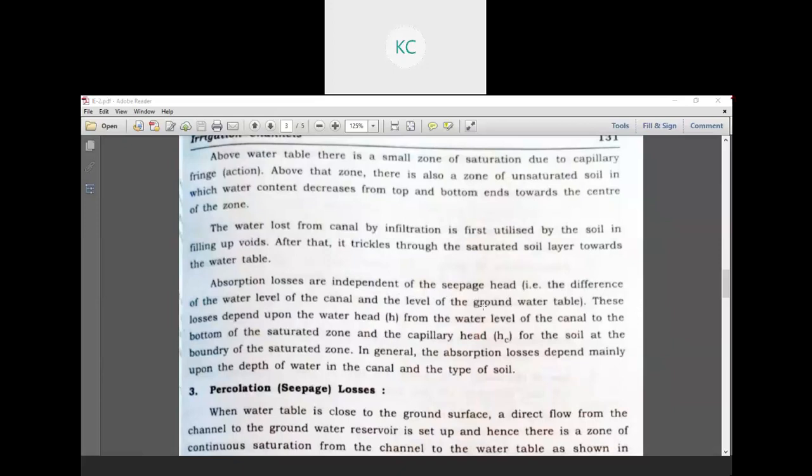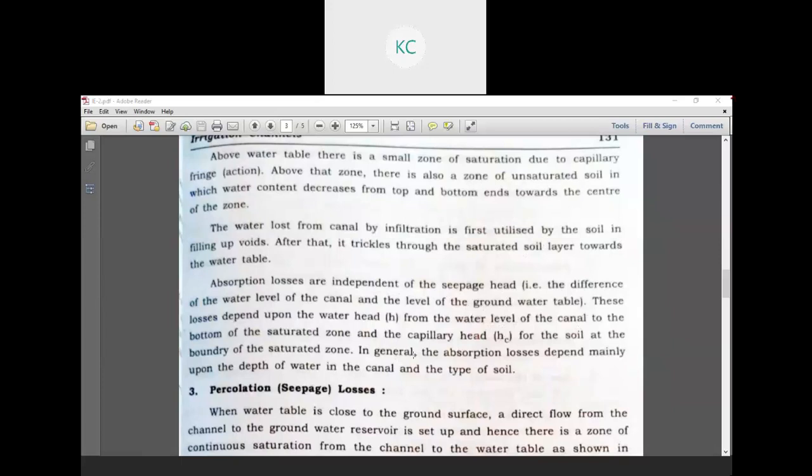These losses depend upon the water head from the water level of the canal to the bottom of the saturated zone and the capillary head for the soil at the boundary of the saturated zone. In general, the absorption losses depend mainly upon the depth of water in the canal and the type of the soil. So the absorption losses are independent of the seepage losses and the seepage heads.